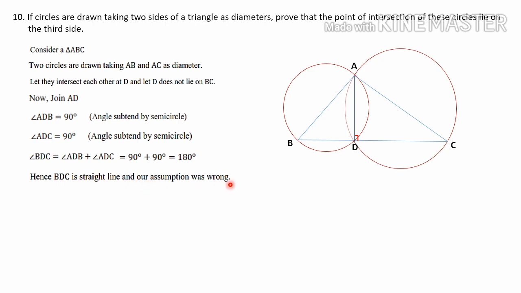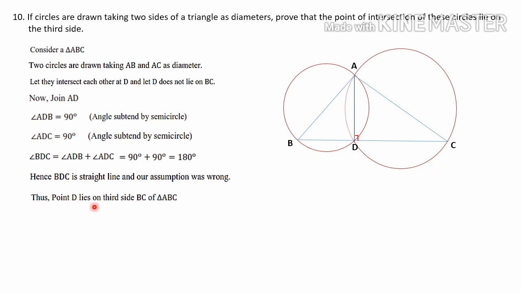What was our assumption? Our assumption was D does not lie on BC. D is not on BC, D is somewhere else. But we just came to the conclusion that BDC is a straight line. BDC is a straight line in the sense D must come on BC. Then only the straight line BDC will be formed. So BDC is a straight line and our assumption was wrong.